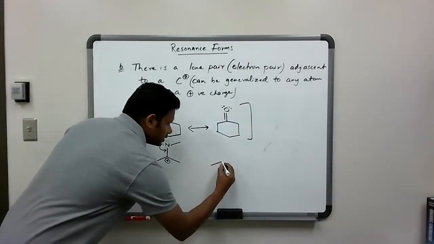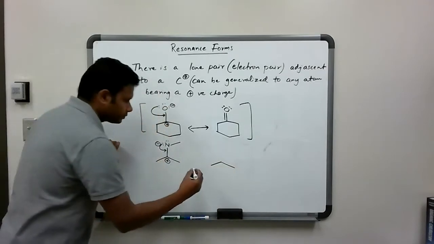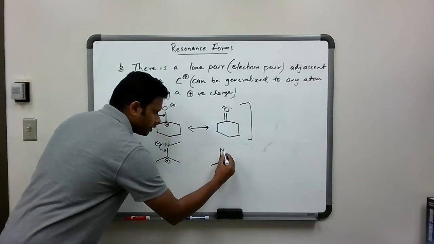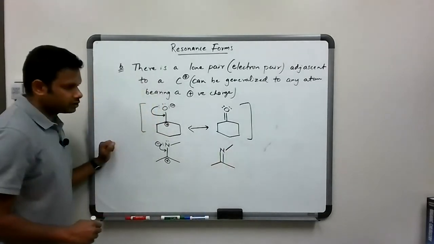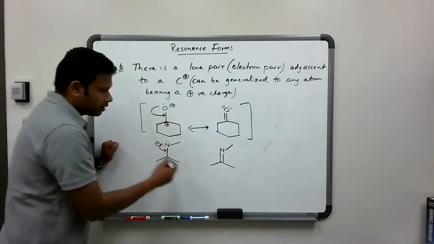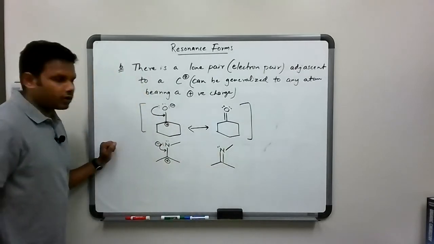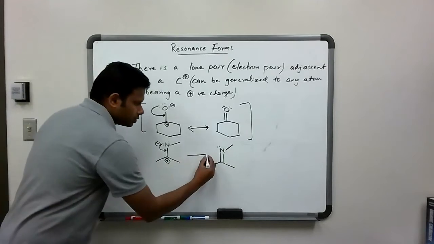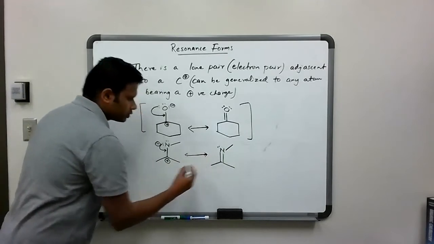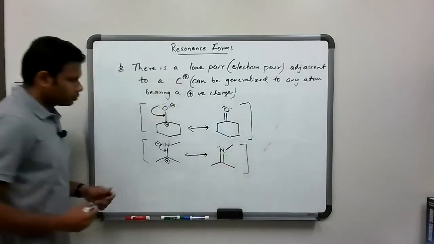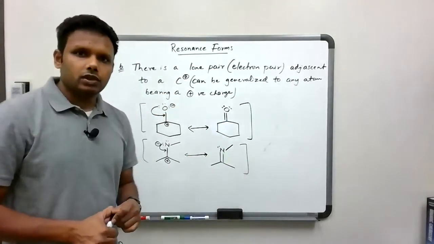And so the resulting structure is going to be a double bond between that carbon and nitrogen. The methyl's going to be there, and the nitrogen should be left with one lone pair on it. Again, no formal charge on carbon or nitrogen. And these are both resonance forms of each other, okay?